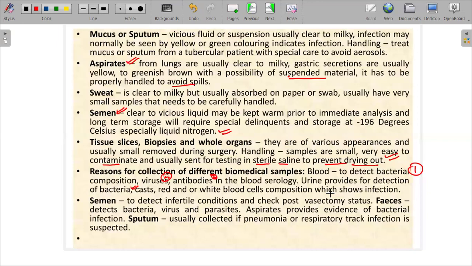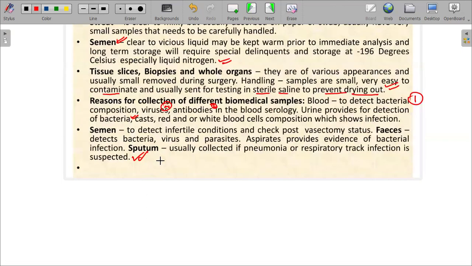And then aspirates provide evidence for bacterial infection again. Sputum is collected if pneumonia or respiratory tract infection is suspected. I'm sure you can agree with me that the sputum test is also taken to identify extreme coldness of the body, as well as respiratory tract infections that are suspected. So such samples are collected for purposes such as those.